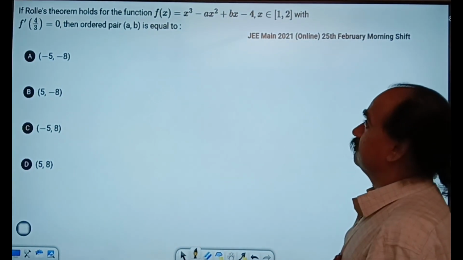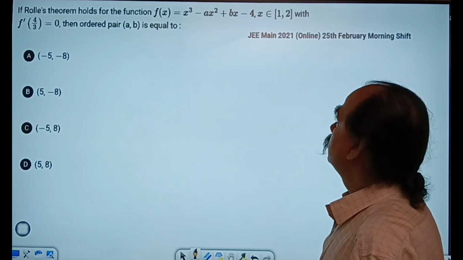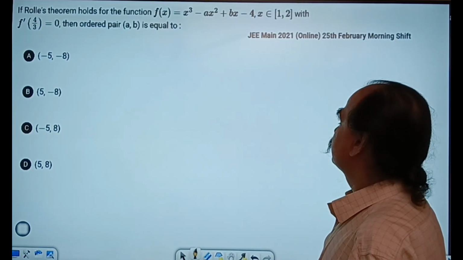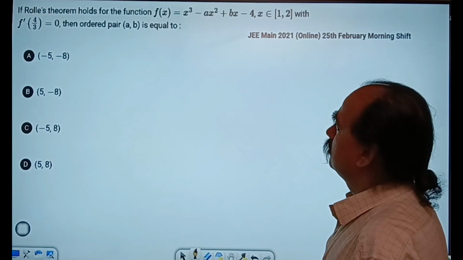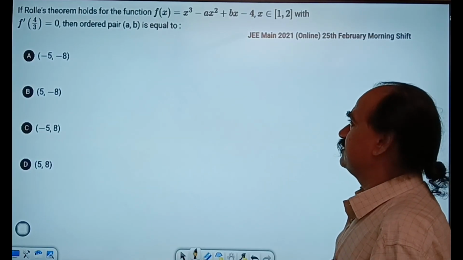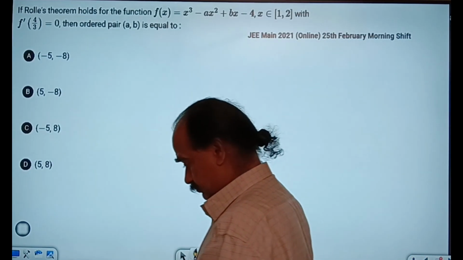If Rolle's theorem holds for the function f(x) = x cube minus ax square plus bx minus 4, x belongs to [1, 2], with f dash (4/3) = 0, then the ordered pair (a, b) is equal to.